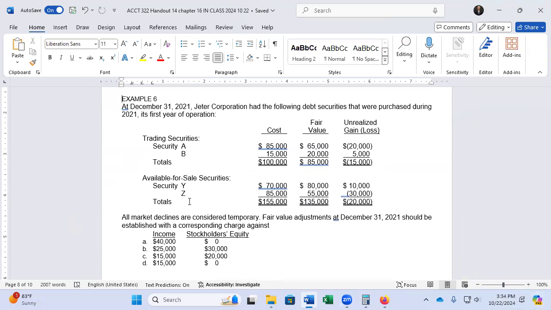Okay, it says Jeter Corporation has the following debt securities that were purchased during 2021, its first year of operations. It says all market declines are considered temporary. Fair value adjustments at December 31st, 2021 should be established with the corresponding charge against income or stockholders' equity. So we have to figure out, is it held for maturity or is it trading securities?